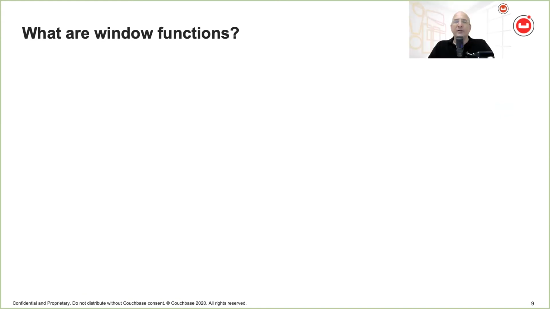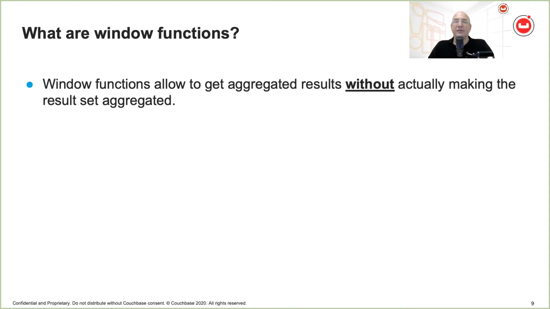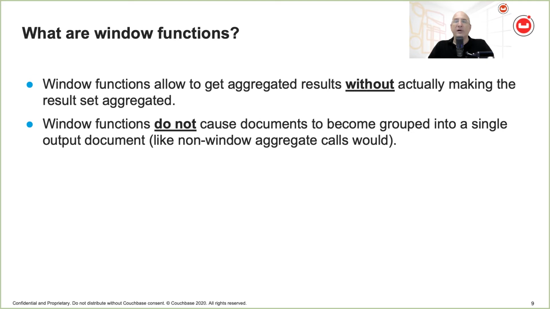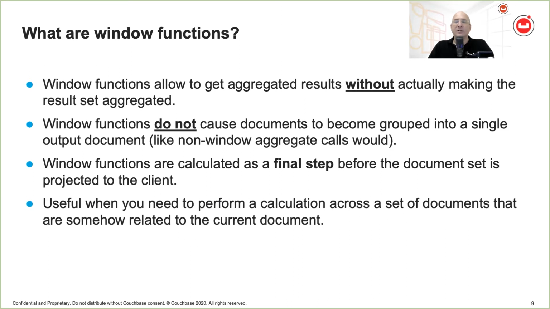So what are window functions? Window functions allow you to get aggregated results without actually making the result set aggregated. Window functions do not cause documents to become grouped into a single output document like non-window aggregate functions would. Window functions are calculated as a final step before the document set is projected to the client. So when would you consider using window functions? When you need to perform a calculation across a set of documents that are somehow related to the current document. Let's see how it is being done.